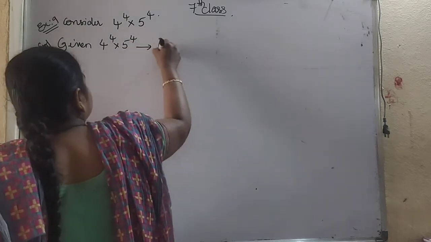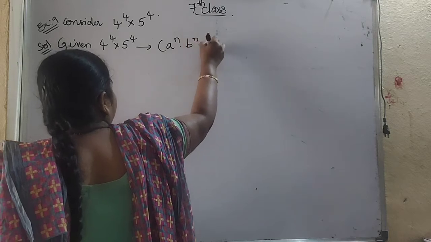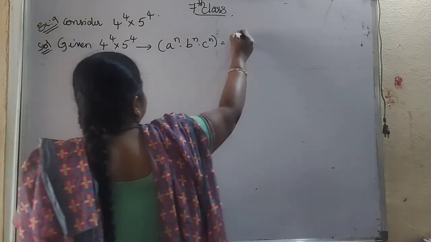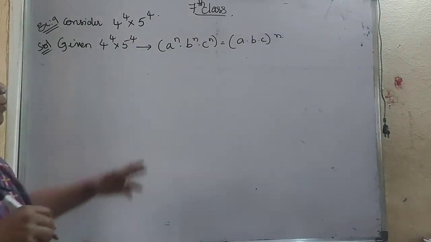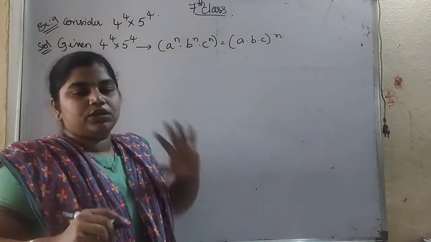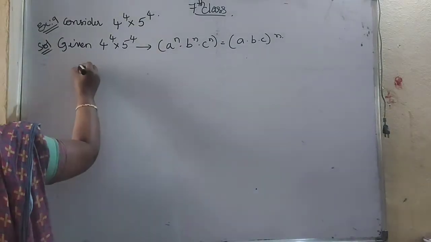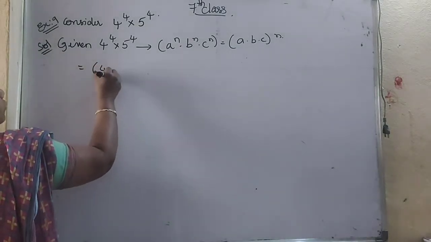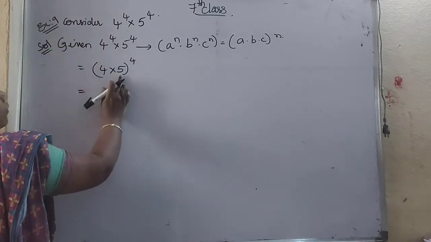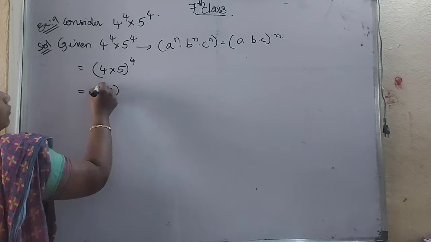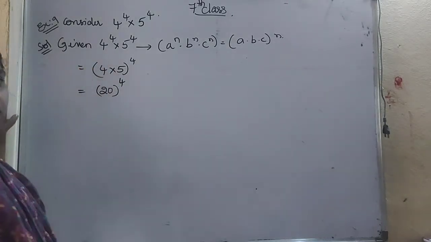We can use a power n into b power n into c power n is equal to (a b c) whole power n. They have given it in this form, and we have to convert it to this form. This is the second law of exponent. So what do we have to write now? We have to write it in the form of (4 into 5) whole power 4. 4 times 5 will be 20. 20 power 4 is our answer.